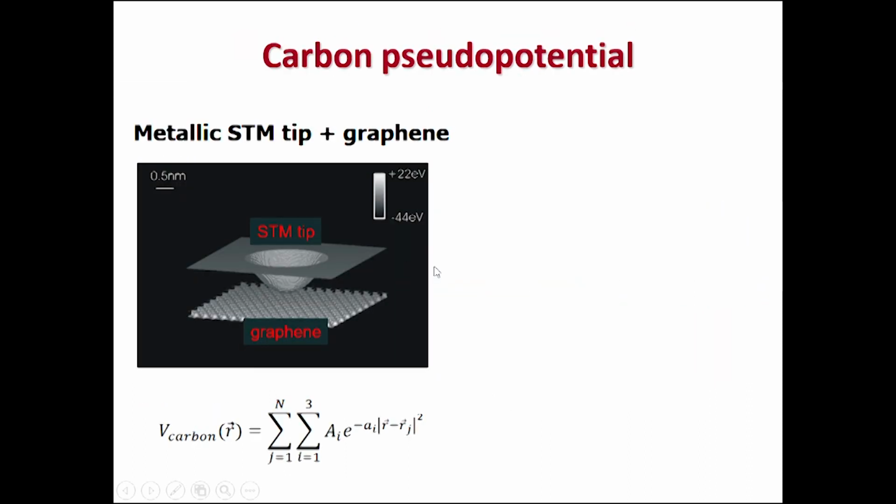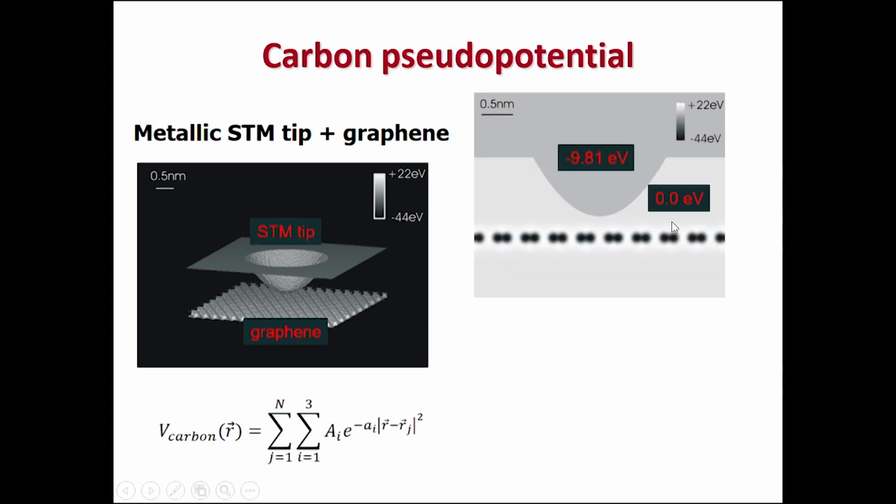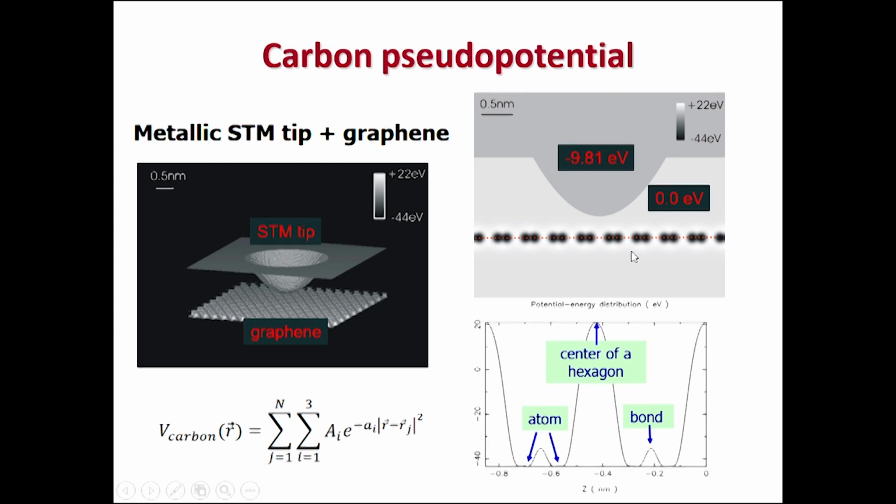This is already a real calculation, a three-dimensional calculation. We have a tip of a scanning tunneling microscope, and we have a graphene surface. The graphene surface is described by a carbon pseudopotential. This is the cross section, this is the STM tip, and these are the carbon atoms. The carbon pseudopotential is like this: at the atomic site it has a large negative value, at the center of the hexagon it has a large positive value, and between the atoms it has a small barrier.